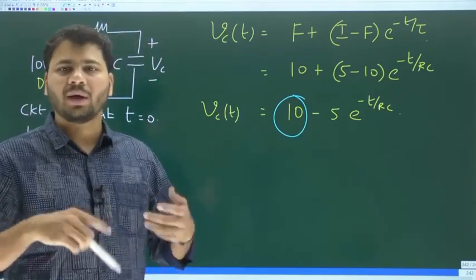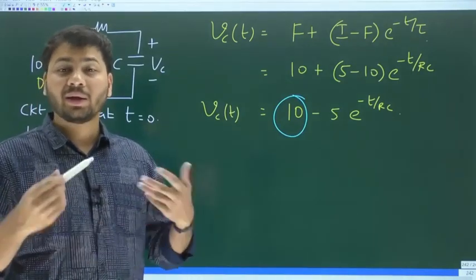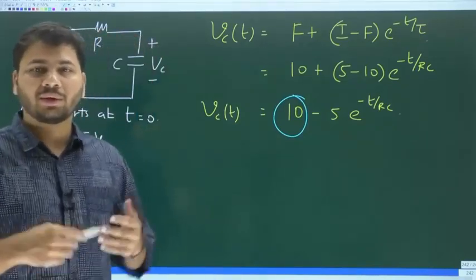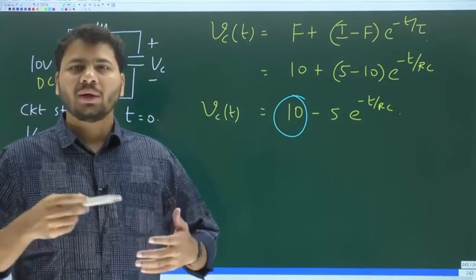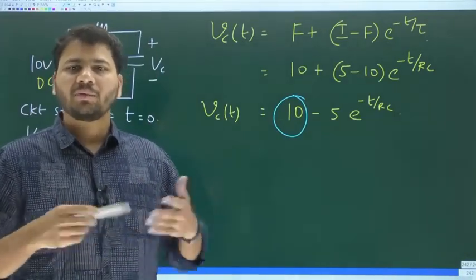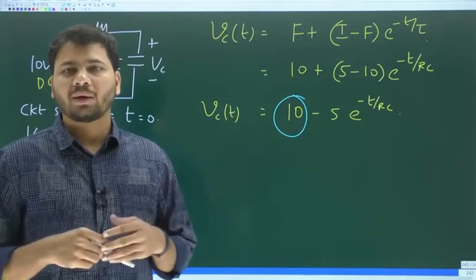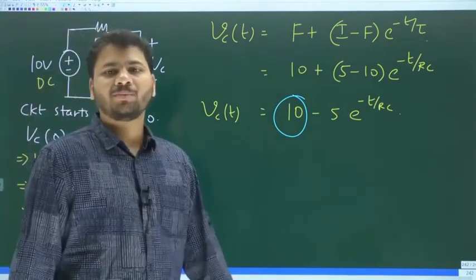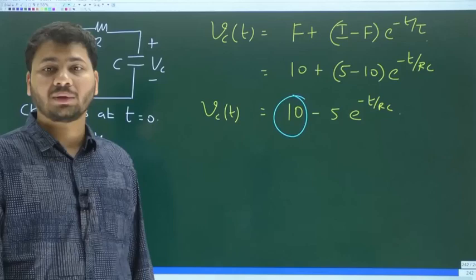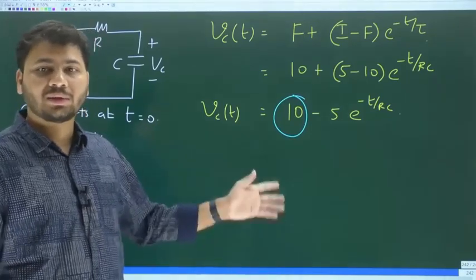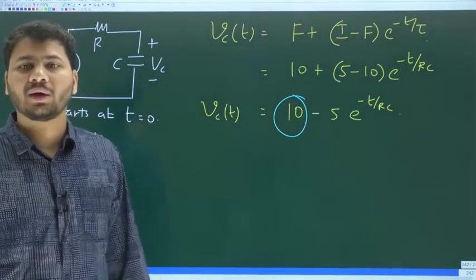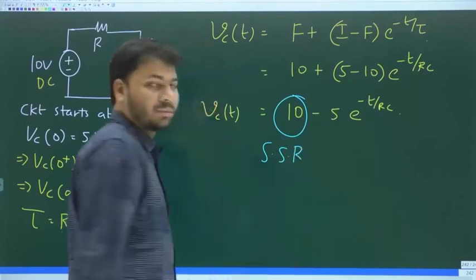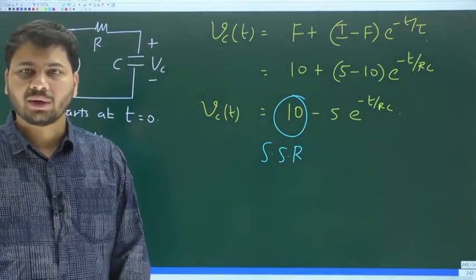Remember, final value is what? Value of that current or voltage at steady state. Final value is what? Value of that current or voltage when the circuit reaches what? Steady state. And the circuit reaches steady state after a long time, and after a long time it means what? As t tends to infinity, circuit will reach what? Steady state. So 10 volts is what is called the steady state response. What is this 10 volts called? It is the final value. From now onwards, we will call it as what? The steady state response. Okay. SSR, it means what? Steady state response.